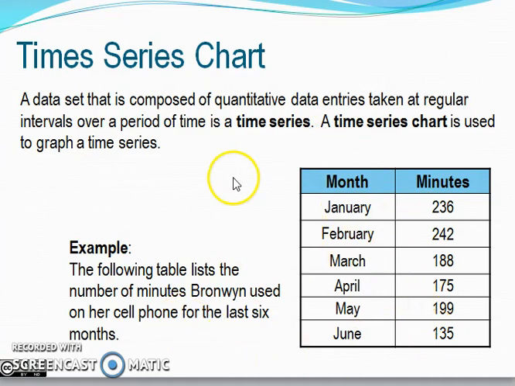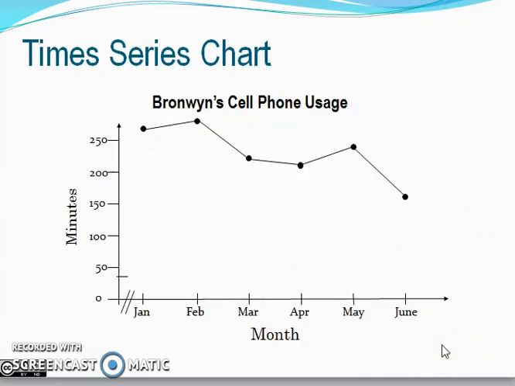So in this example, I have the following table that lists the number of minutes Bronwyn used a cell phone for the past 6 months. So in January, I used it 2:36 minutes, February 2:42, etc. And it's easiest for me just to explain by showing you what a time series chart looks like.